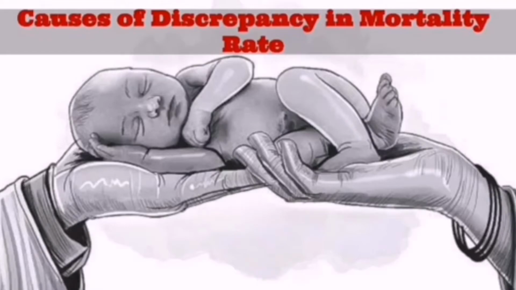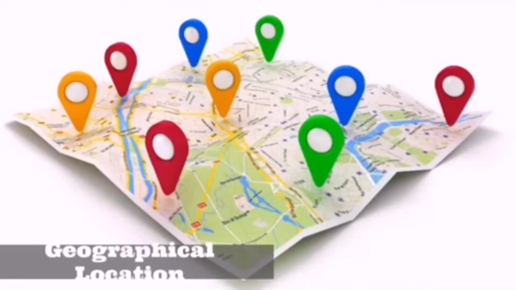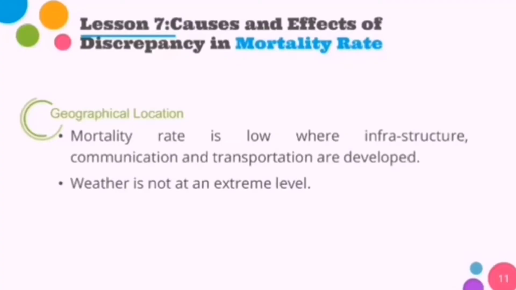And the first cause is geographical location. Geographical location is one of the causes that make discrepancy or differences in mortality rate around the world. Mortality rate is low where infrastructure, communication and transportation are developed. Generally, developed countries have this kind of facilities, where they have good infrastructure, good communication and good transportation.